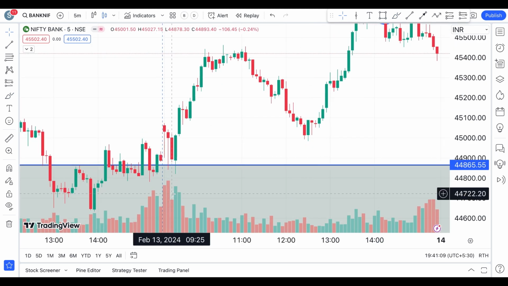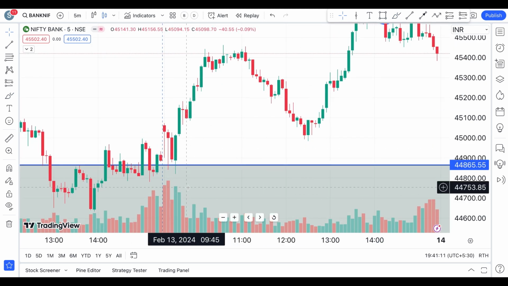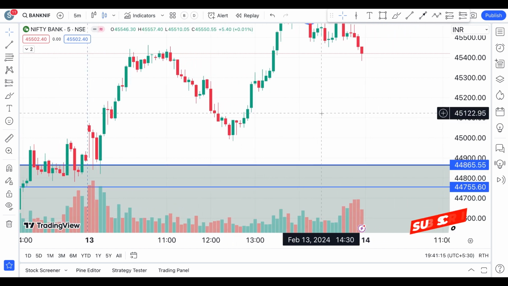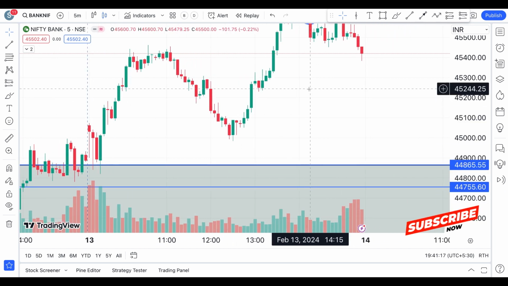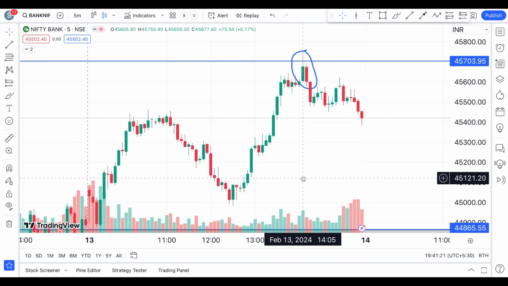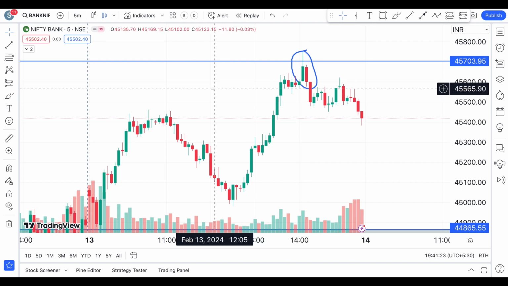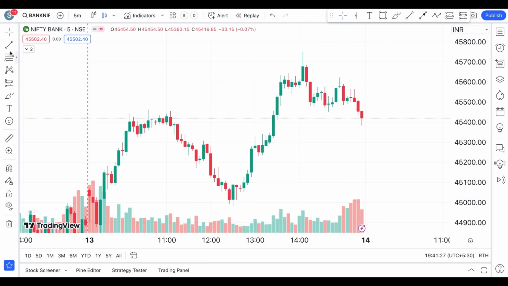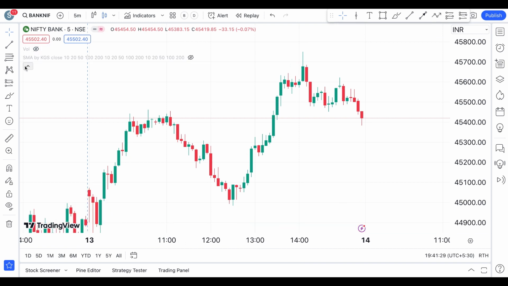Here you are seeing, look at the volume bars here. This volume bar is somewhere there, and here if you notice the volume bar of this candle, you can see there is a lot of difference between that volume and this volume. So that is how your Bank Nifty's chart is looking on a 5 minute time frame.